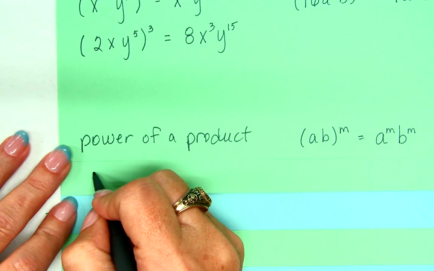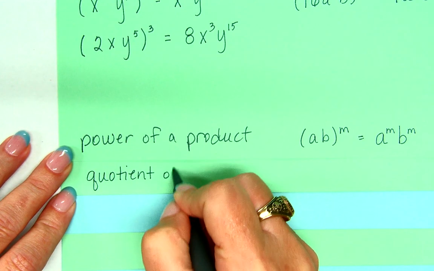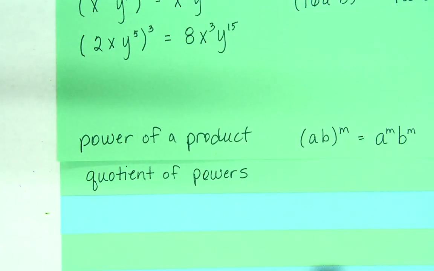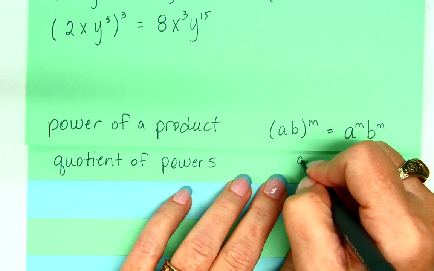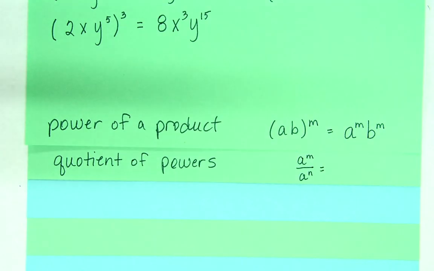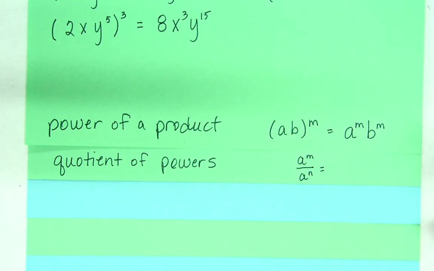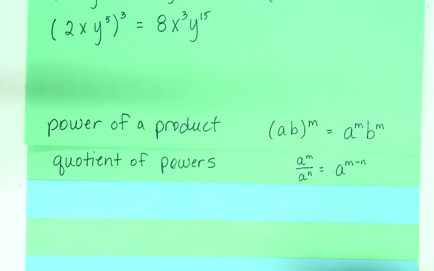The next rule is called quotient of powers. Now, what does quotient mean? Oh, divide. Okay. So this rule says a to the m over a to the n. So if I'm dividing like bases, what do I do with the exponents? I do. Absolutely, I subtract. A to the m minus n.